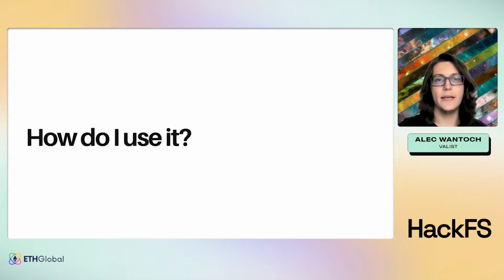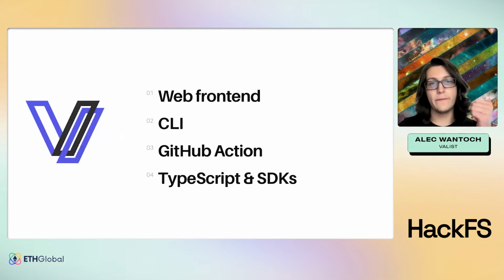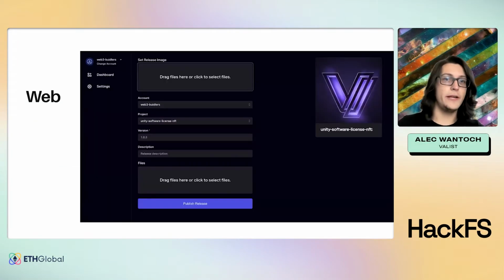And how do you use it? Well, actually, it's very simple. We have a web front end, CLI, GitHub Actions, and SDKs, depending on your preference. The web front end is a really easy way to get started. You set an account, set a project, set a version, drag and drop your files, click publish, you're good to go. So if you're publishing a Unity game, this might be the easiest way for you to do this.